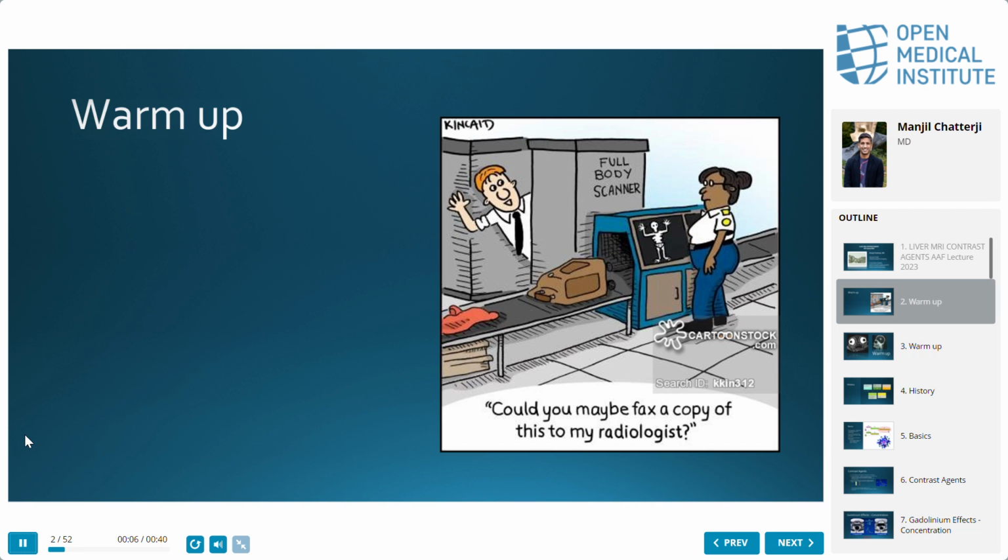This is a patient who's getting a full body scan, it looks like at the airport, and they say, could you maybe fax a copy to my radiologist? And this is sort of a clip at how fast moving our field is. There was a time when all the results were faxed, right? But now, it's funny, doing these advanced MRIs and filling gigabytes worth of storage with these images, and then still we're faxing some of these results by paper to our referring clinicians and whatnot. So we really can't even keep up with ourselves in our own practice.